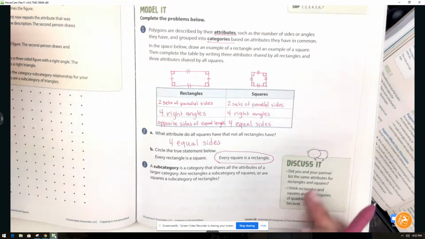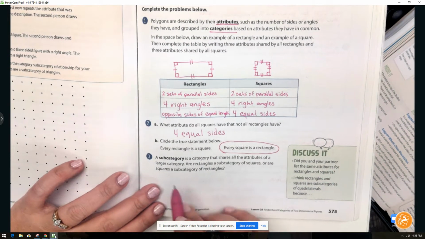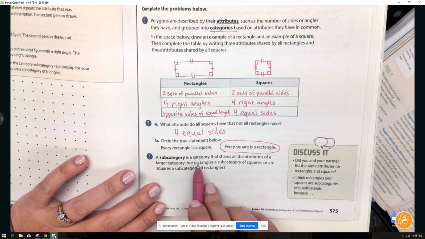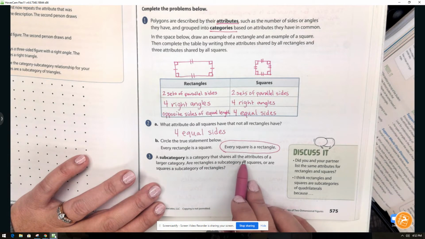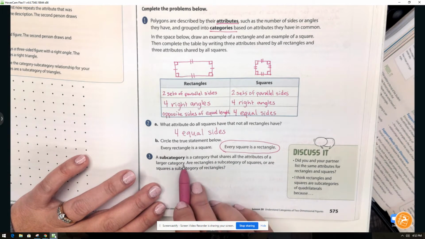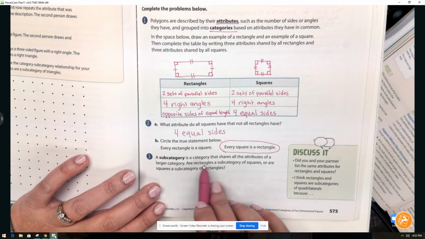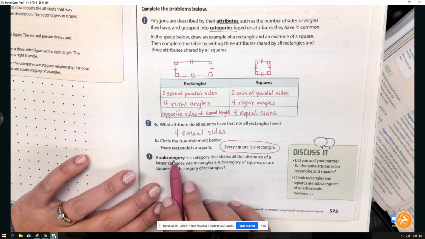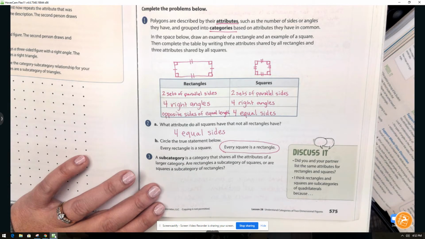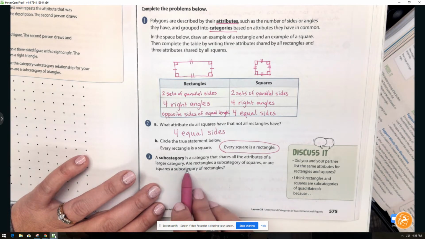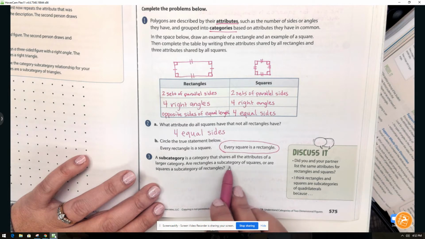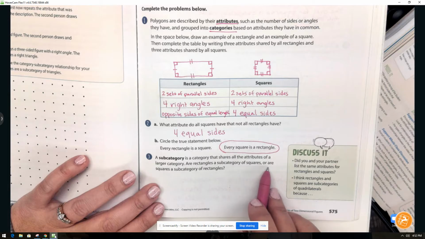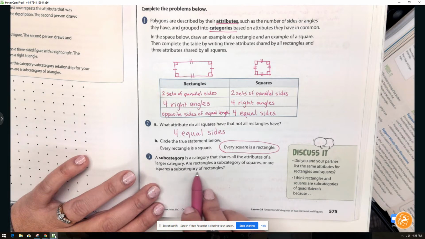Another vocabulary word we're going to learn today is called a subcategory. A subcategory is a category that shares all the attributes of a larger category. So that means something that is a subcategory also has all the attributes of the larger category. So what we're wanting to find out is, are rectangles a subcategory of squares, or are squares a subcategory of rectangles?